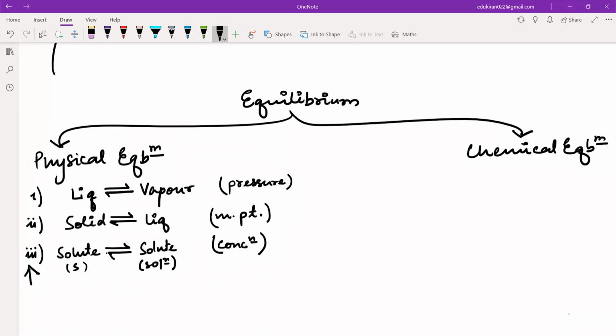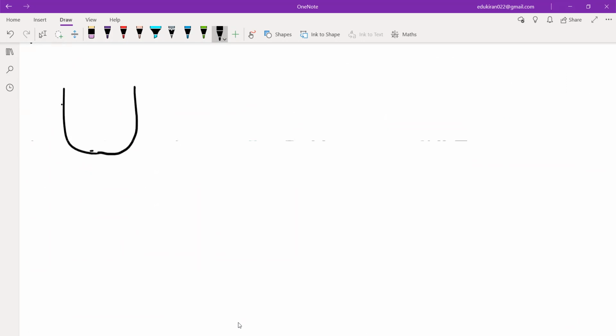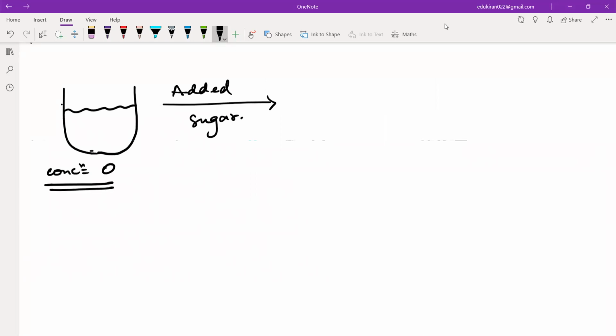Done, sir. Okay. Now let us see what happens if I dissolve something. What happens if I dissolve something? So we have water here, right? We have water here. And then what did we do in the process? We added sugar. Now, initially the concentration of sugar was what? 0. Yes or no? Initially, the concentration of sugar was 0.